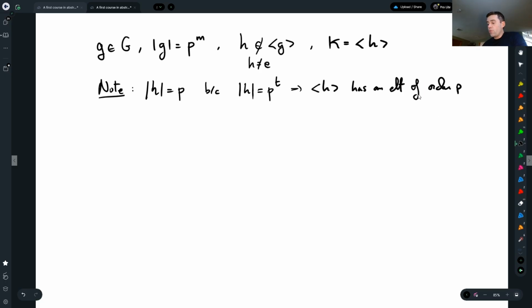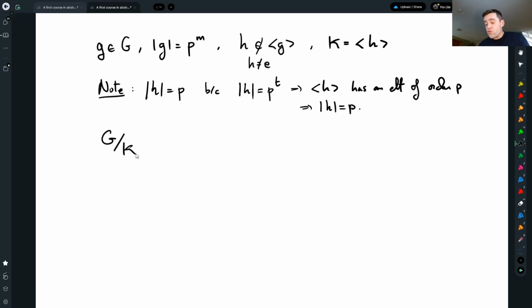It has an element of order P, and H was of the smallest possible order in the rest of the big G, so that means that the order has to be P. Or if it wasn't, some appropriate power of H is going to give me an element of order P. So H has order P, and what we're going to do then is consider this other group.